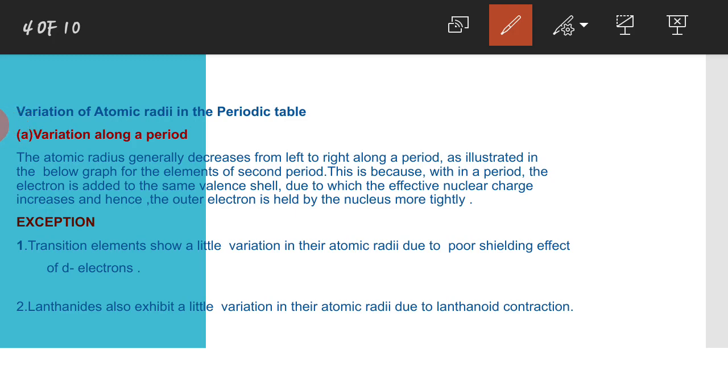Variation of atomic radii in the periodic table. First, variation along a period. The atomic radius generally decreases from left to right along a period, as illustrated in the graph below for the elements of the second period. This is because within a period the electron is added to the same valence shell, due to which the effective nuclear charge increases, and hence the outer electron is held by the nucleus more tightly.